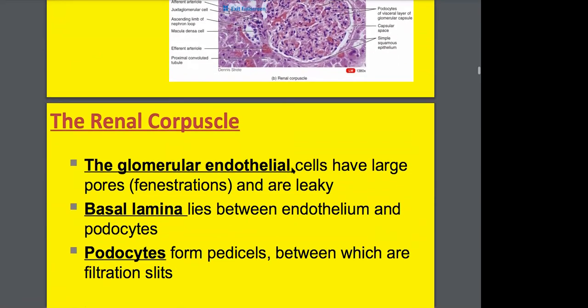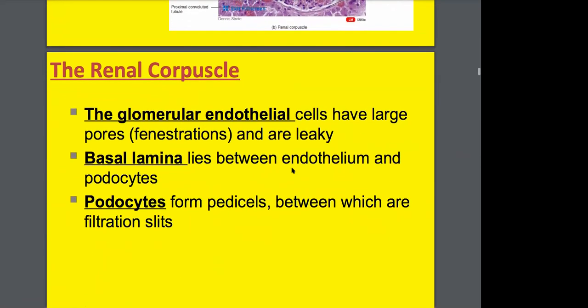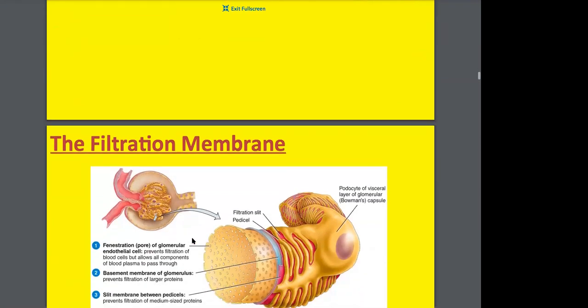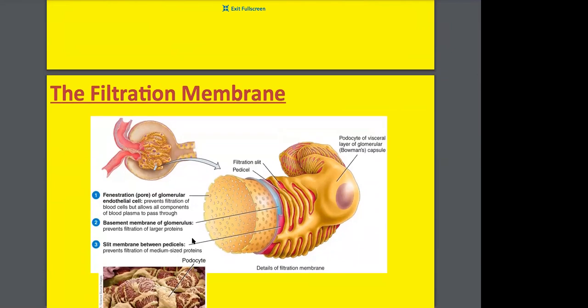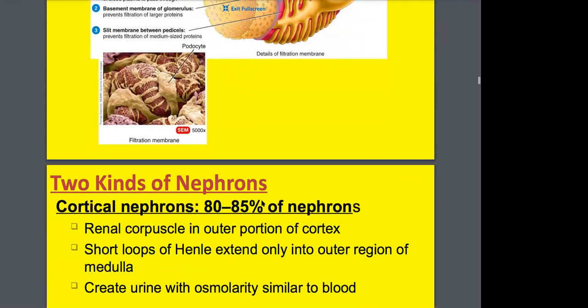So the glomerular cells have large pores and they are leaky. We have the basal lamina, which lies between the endothelium and the podocytes. The podocytes form pedicels, between which are filtration slits. So this is how this works. Substances are leaving the blood and being filtered out through these areas. Then that filtrate collects between the visceral and the parietal layer.